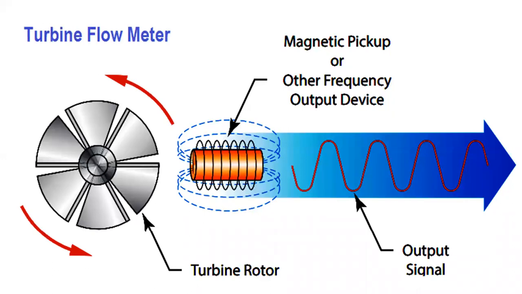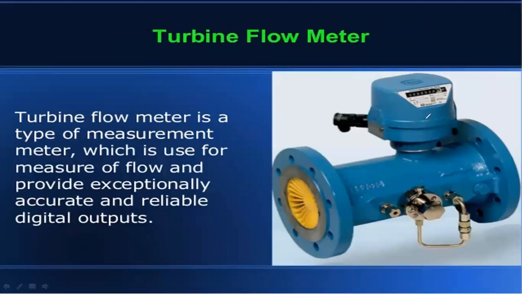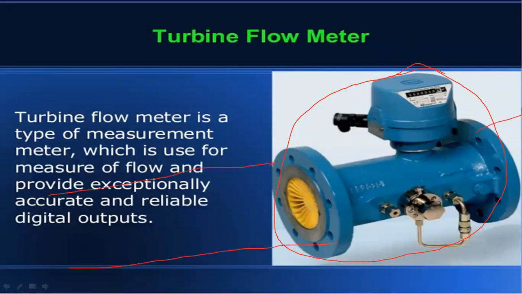What is the working operation of this turbine flow meter? You can see this diagram. The turbine flow meter is arranged in the middle of the pipe. It is the overall setup of the turbine flow meter. Suppose this is the pipe. In this pipe, the turbine flow meter is connected through the middle of the pipe.